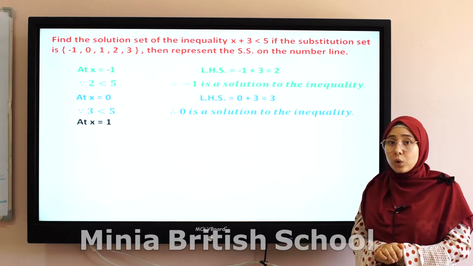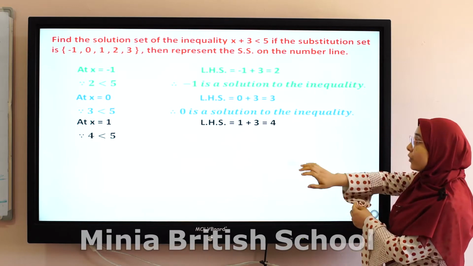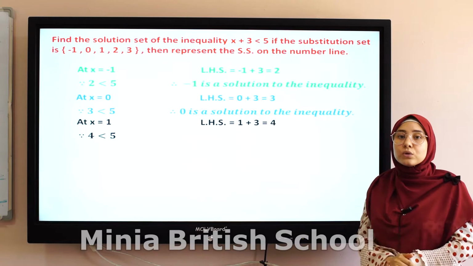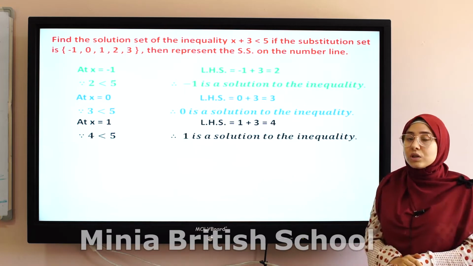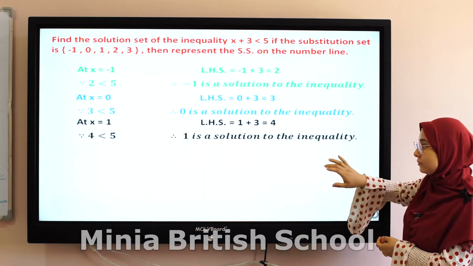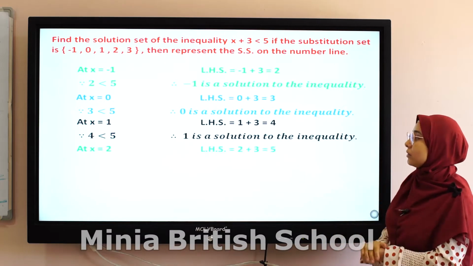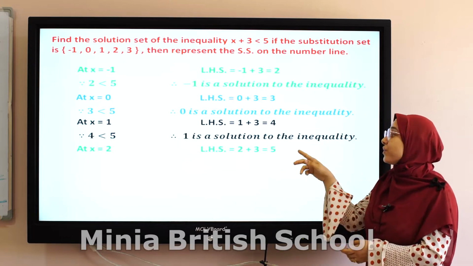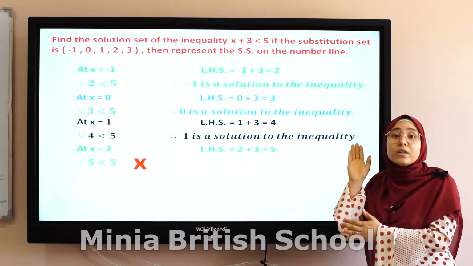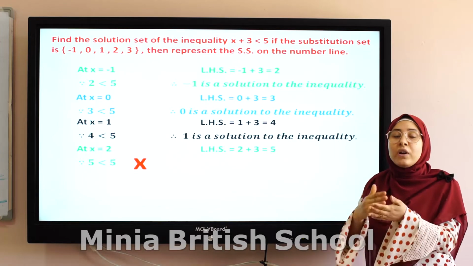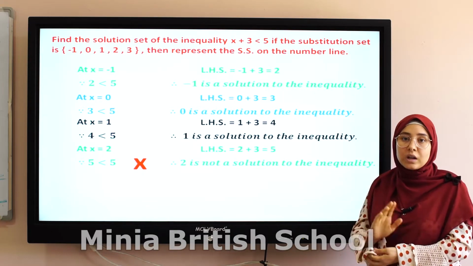At x equals 1, left hand side equals 1 plus 3 equals 4. So 4 less than 5 is also a true inequality. So I can say 1 is a solution to the inequality. When x equals 2, the left hand side equals what? 2 plus 3 equals 5. Is 5 less than 5? It's wrong because 5 equals 5. So 2 is not a solution to the inequality.